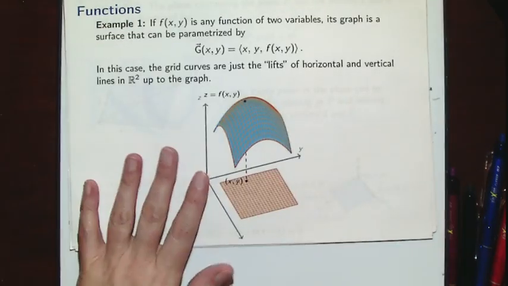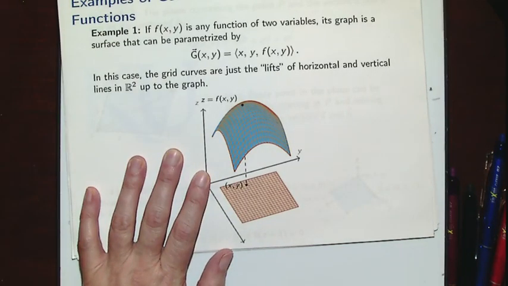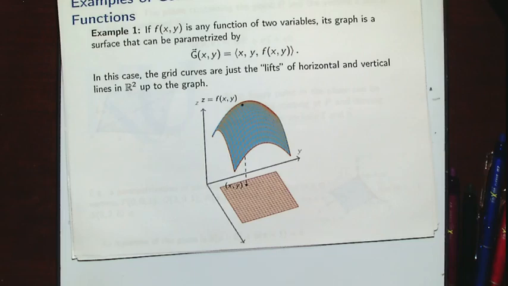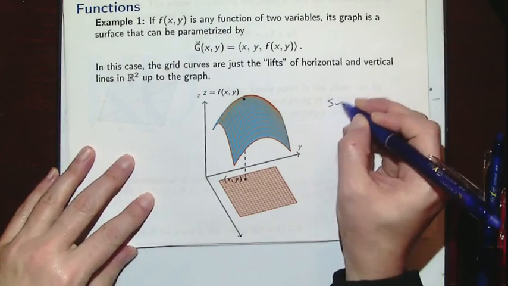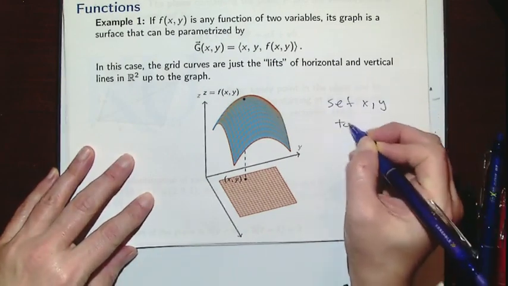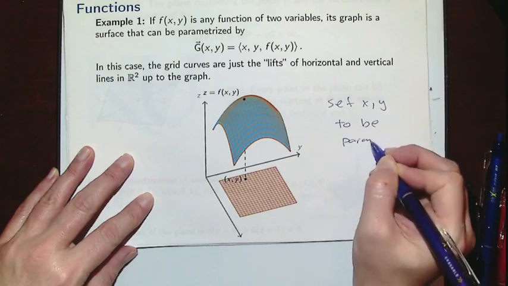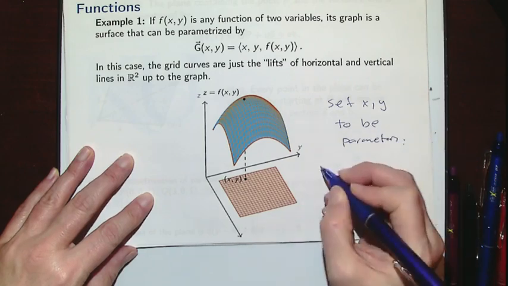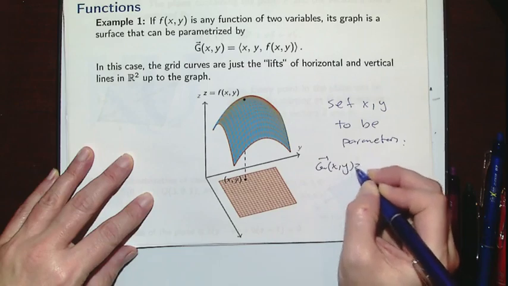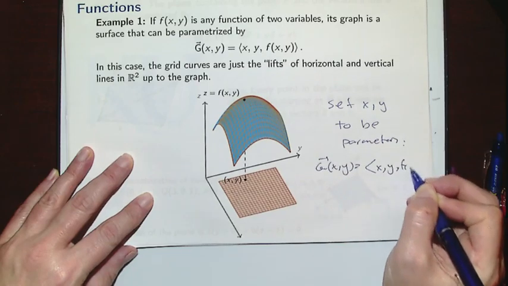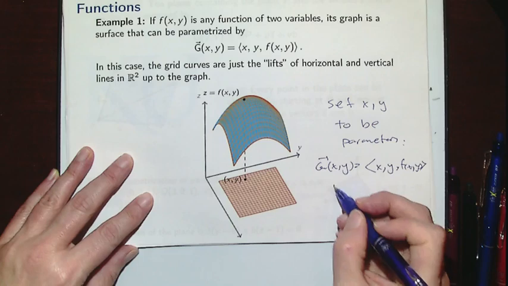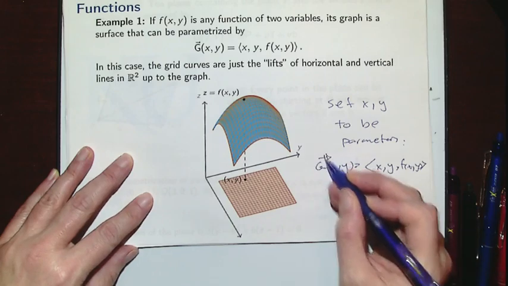Now, we discussed this in the very beginning. If you have a graph of a function, one way to parameterize the graph of the function is this. You just set your x and y to be the parameters. So set x and y to be parameters, and then g of x and y as x, y, and f of x and y is a parametrization.